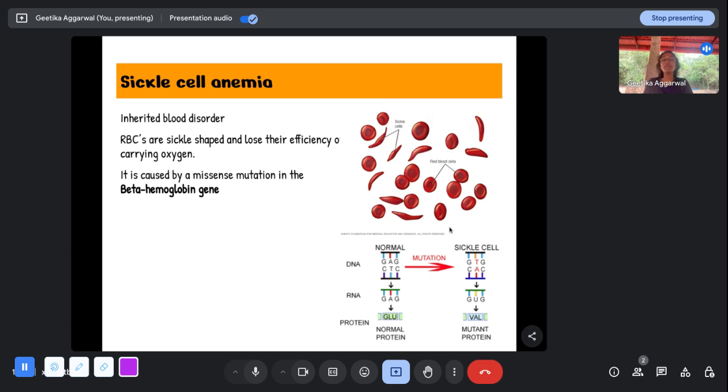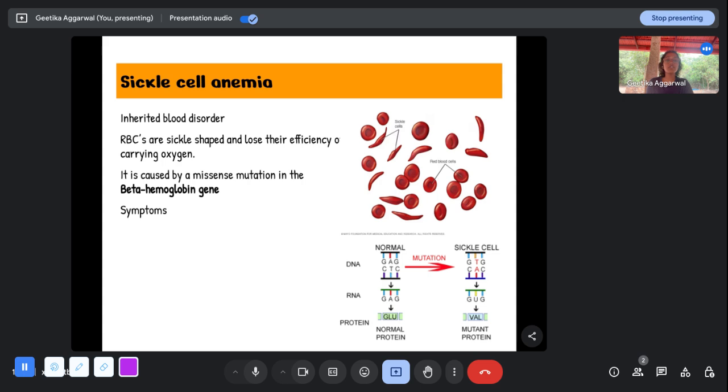So it is caused by a missense mutation in the beta hemoglobin chain. Missense, as we discussed, means the amino acid has been substituted by another amino acid. Glutamic acid has been changed to valine. So it's the beta hemoglobin gene. Now, some symptoms of people with sickle cell anemia.